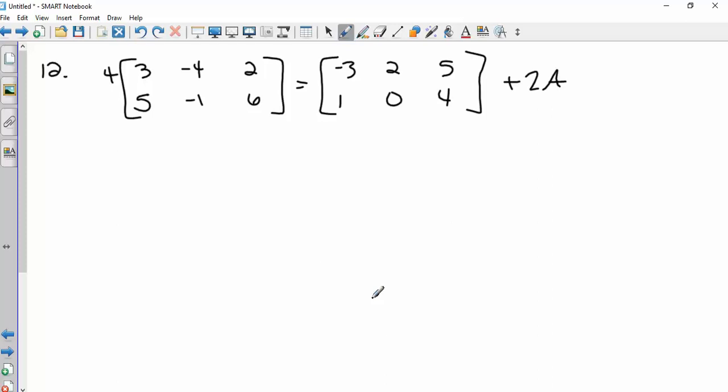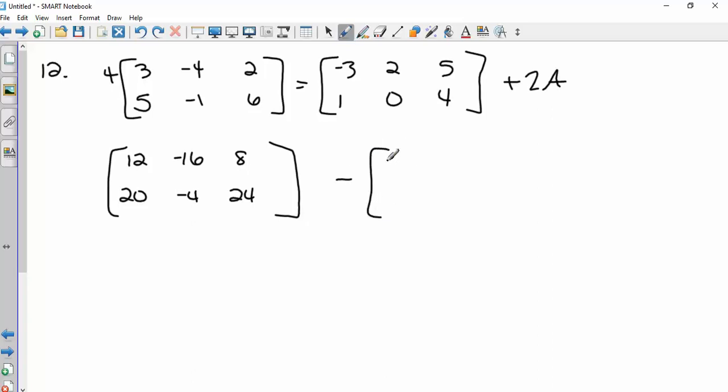Okay, I asked you to solve for A here. My whole goal with this question is just for you to understand a matrix. It doesn't really change how we solve it. It's still like solving any other equation. We have to get the A by itself. On the left, what does that 4 do? We distribute. So we get 12, minus 16, 8, 20, negative 4, 24.